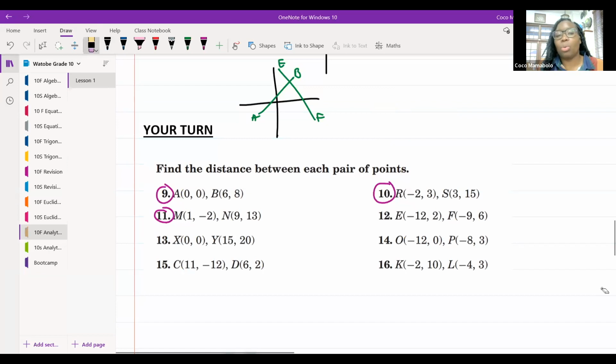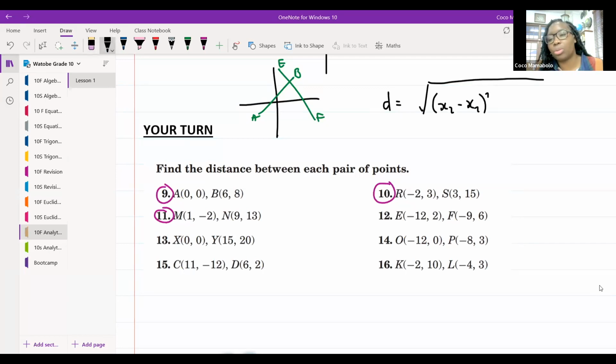All right, so the distance formula says D is equal to the square root of x2 minus x1 all squared plus y2 minus y1 all squared. Okay, take it away, guys. Once you're done, fire emoji. I saw somebody already put a fire emoji and I don't believe it.